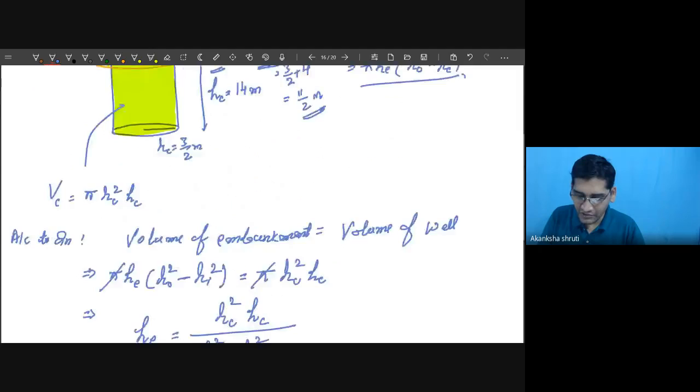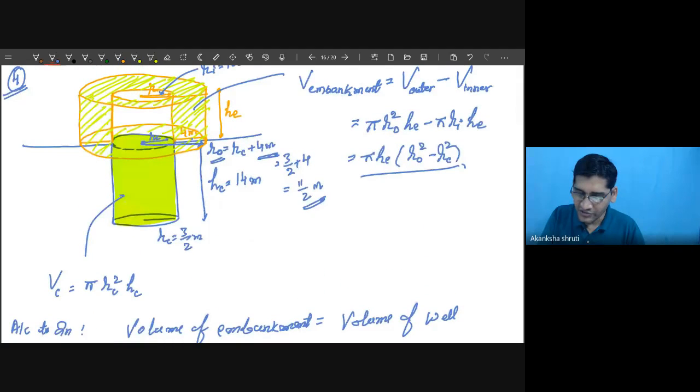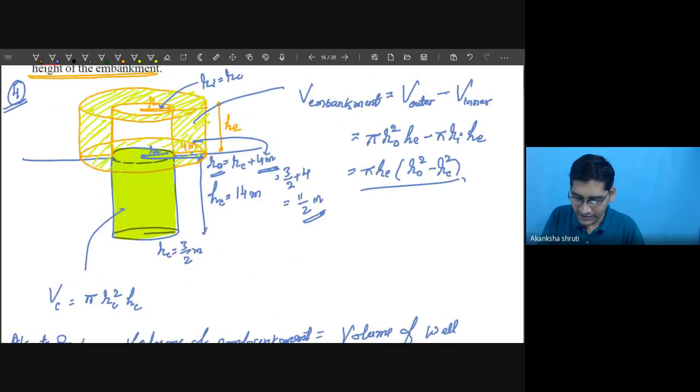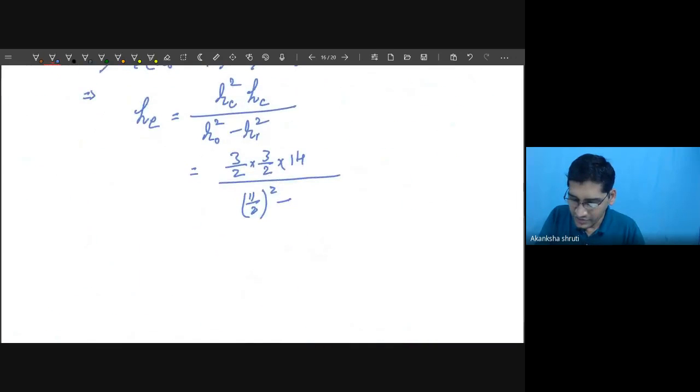Divided by R out. R out we have calculated as the outer radius of this embankment, 11 by 2, because 4 meter is the width of the embankment. So this 4 meter is added here to R_C. It was 3 by 2 plus 4, which is 8, 3, 11 by 2. So it is 11 by 2 square minus the inner one, which is the same 3 by 2 square. You have to just simplify this. That's all. Even students commit mistakes in this simplification.